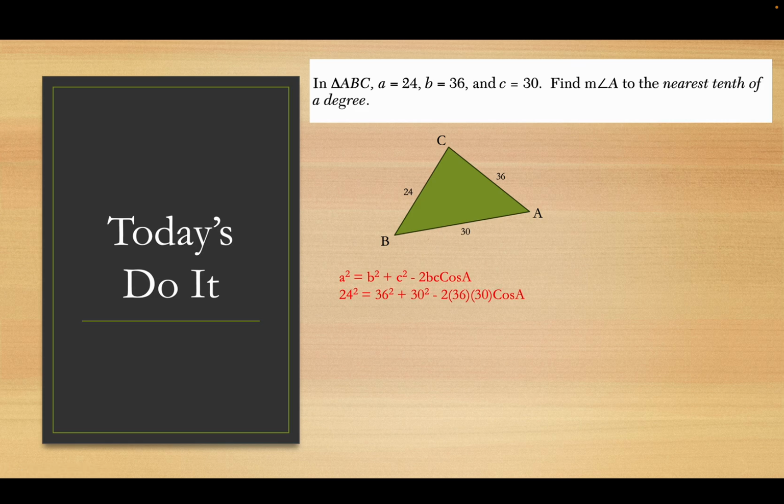Okay, so I start substituting. Little a is 24, b is 36, c is 30. Minus 2 times 36 times 30 times the cosine of A. Let's do some squaring here. Those are the numbers when they're all squared out.